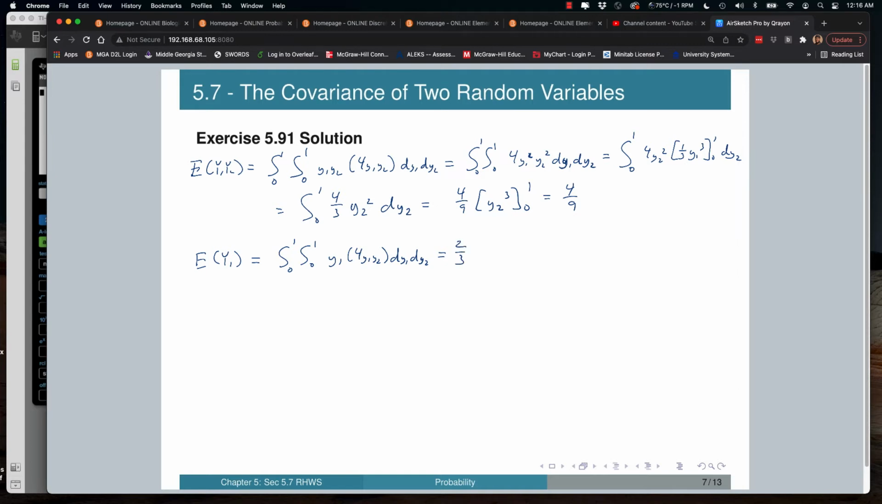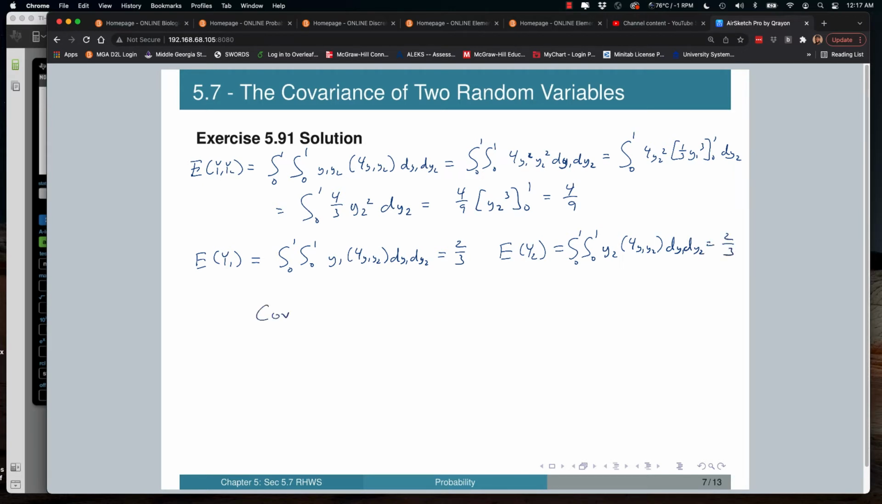2/3. And lo and behold, expected value of y sub 2 is a similar scenario. Then you should have done a double integral between 0 and 1, 0 and 1 of multiplying in an extra y sub 2 variable there, times the 4 y sub 1 y sub 2, dy sub 1 dy sub 2, and that also actually equals 2/3.